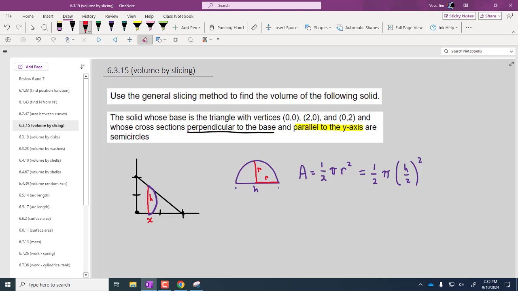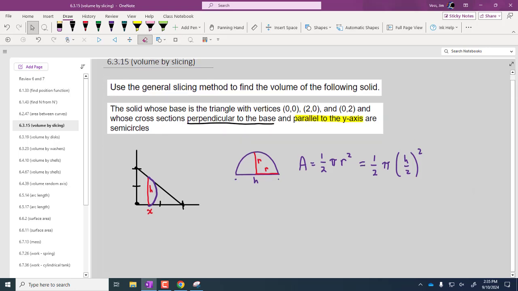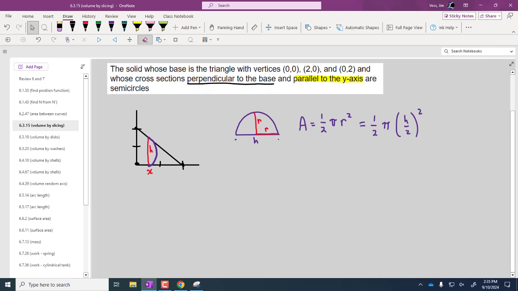So if we simplify that a little bit, we can at least write this as 1/8 times pi. Oh my gosh, my brain is not working, I just had a big lunch. Gotta be careful here. Oh no, it is h over 2. H is the whole thing, so the radius is half of it. So that's going to be 1/8 pi h squared. Okay, there we go.